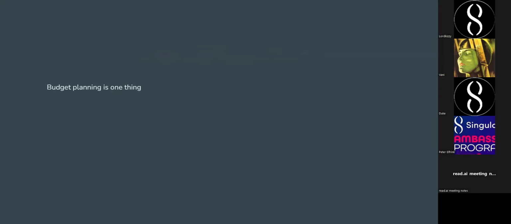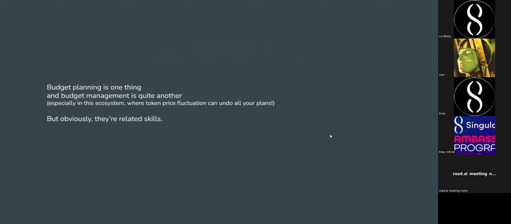Budget planning is one thing, and budget management is, of course, quite another thing, especially in this kind of ecosystem where, as we all know, token price fluctuation can undo all your plans at a stroke. But obviously they are related skills, so we're going to take them one at a time. I'm going to cover budget planning, and then I'm going to hand over to Duke to look at budget management.